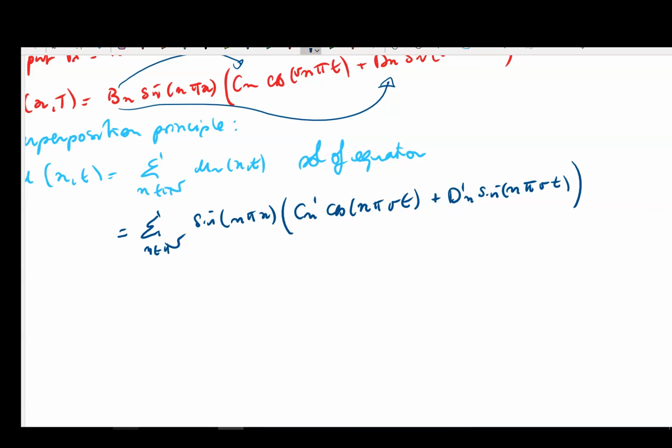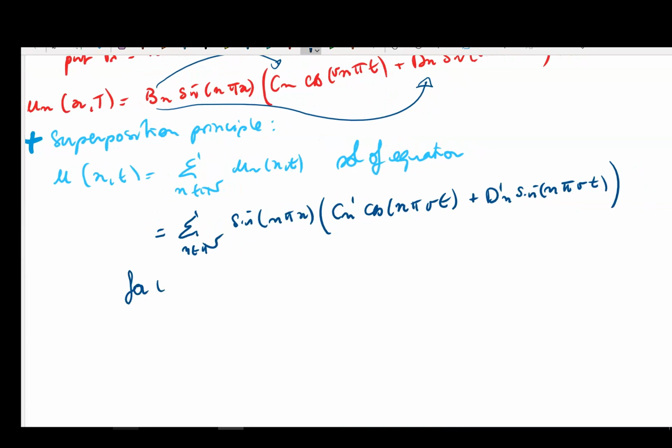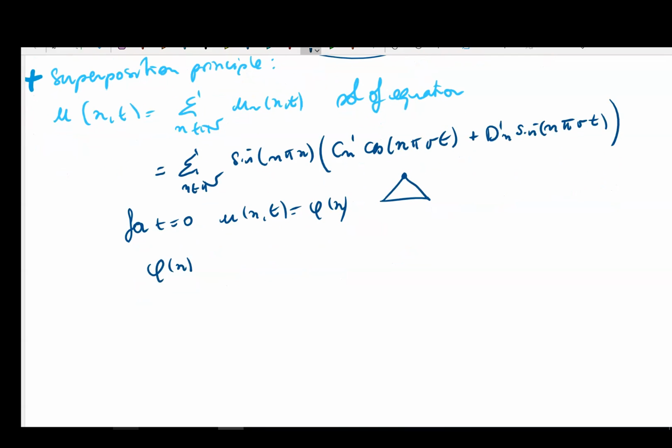I know that for t equal to 0, u of x,t is equal to my plucked string function, my triangle function. So I have that phi of x is equal to, when t is equal to 0, just the sum of the Cn prime sine n pi x, for n in N star, because anyway when n is equal to 0, that's just 0.